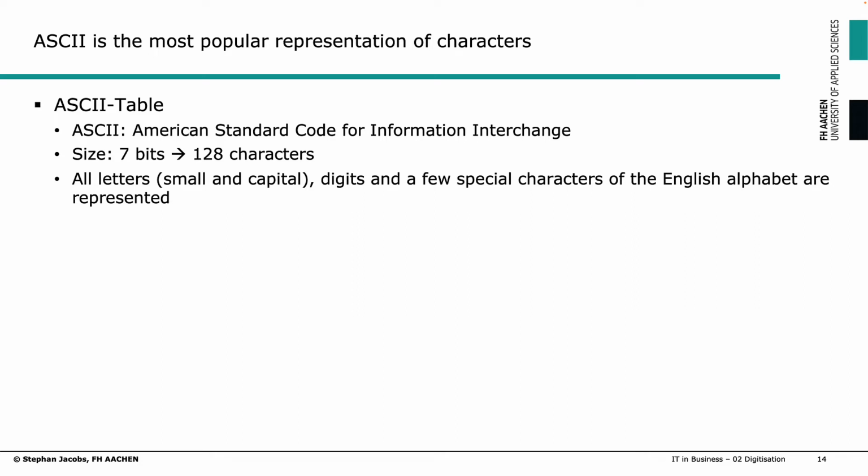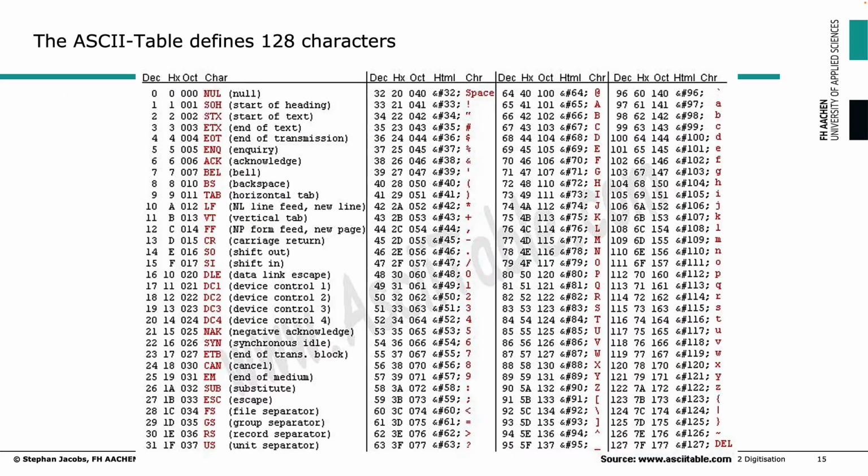There is one very popular representation of characters, which is the ASCII table. The ASCII table is actually quite old. ASCII stands for American Standard Code for Information Interchange. It is a 7-bit table, so we can have representations for 2 to the power of 7, that is 128 characters. So what's in there? It's all American or British letters, small and capital, all digits 0 to 9, a few special characters and some more. Let's have a look.